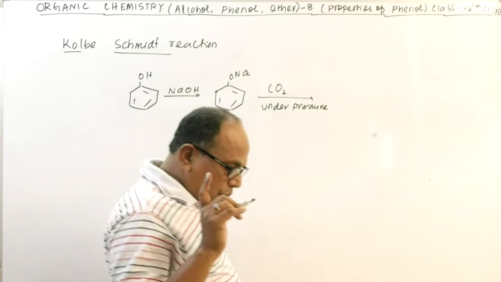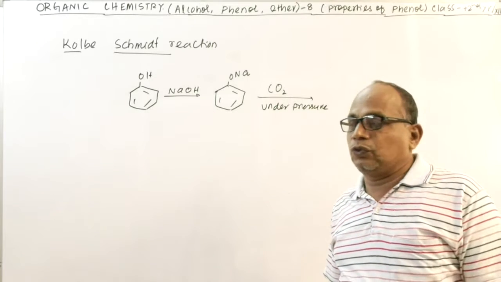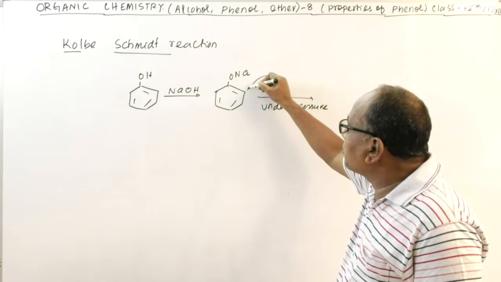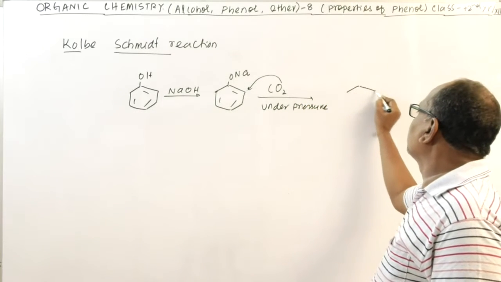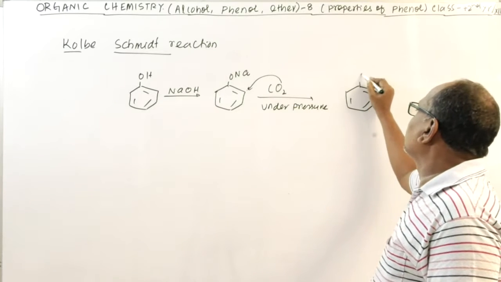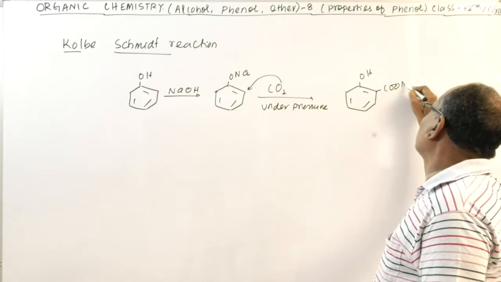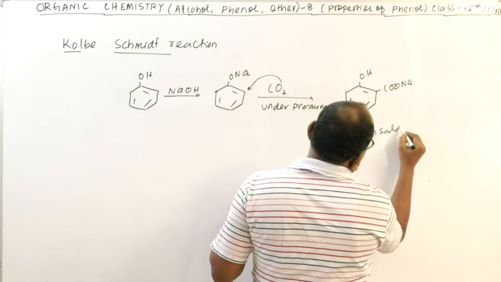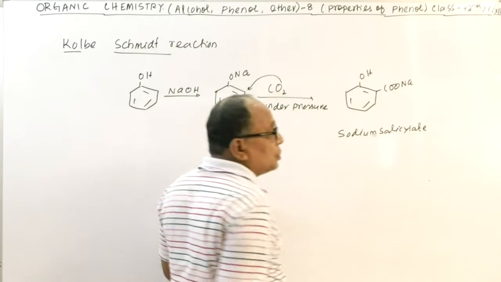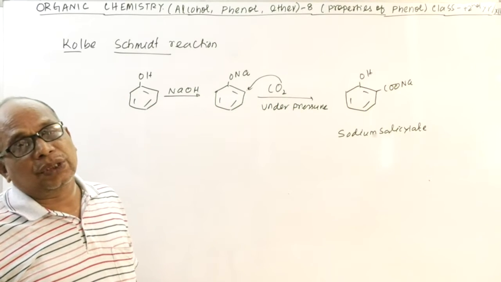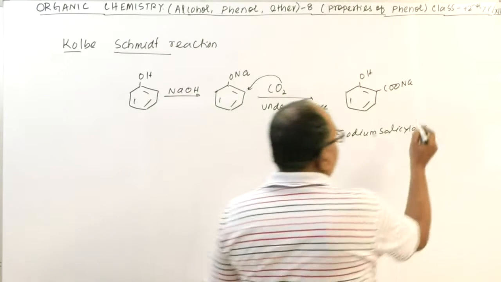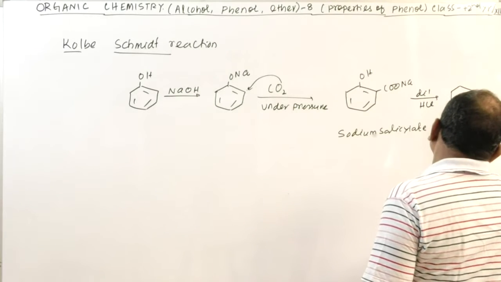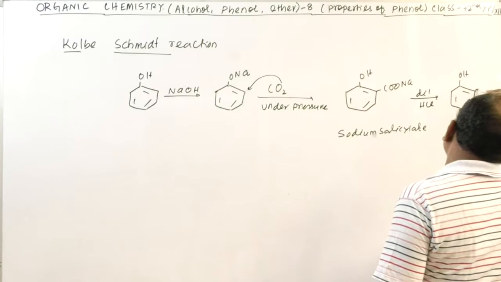So it forms sodium salicylate. What will happen? This carboxyl group will be introduced at the ortho position. This will be introduced at this position. So it gives you sodium salicylate. Sodium salicylate means the sodium salt of salicylic acid. When treated with dilute HCl, it gives you the salicylic acid.